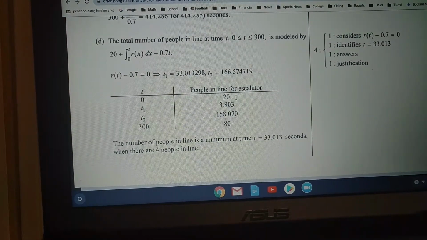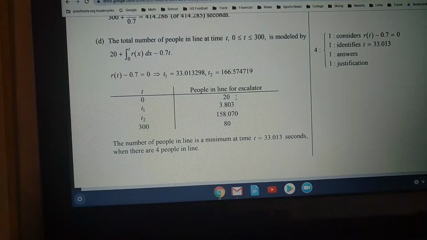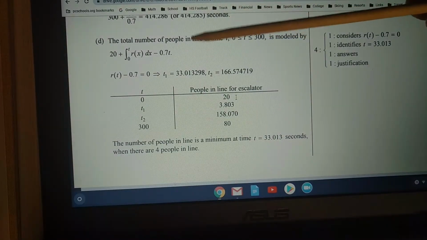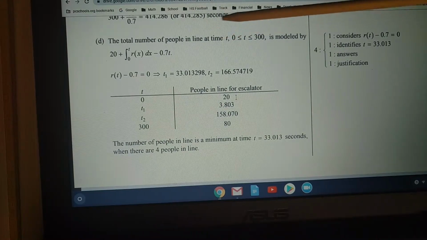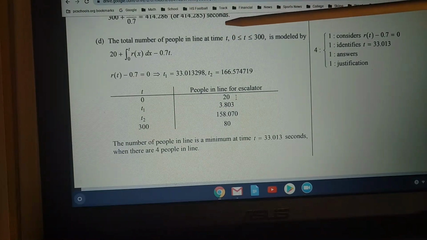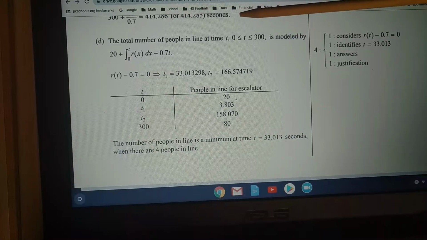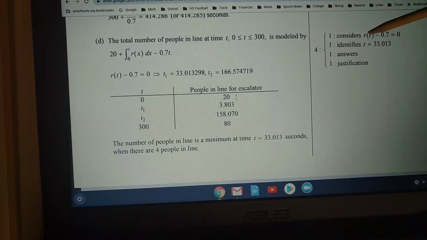It's got the most complexity here. First you get 1 point for considering where the difference of the two rates is 0, or you can write that as when r of t equals 0.7. So either some expression where the difference is 0 or where r of t equals 0.7 gets you 1 point. If you identify the value of time being equal to 33.013, you get another point.